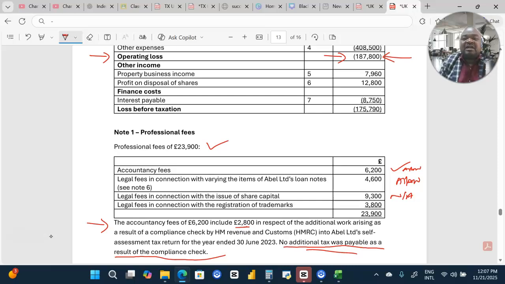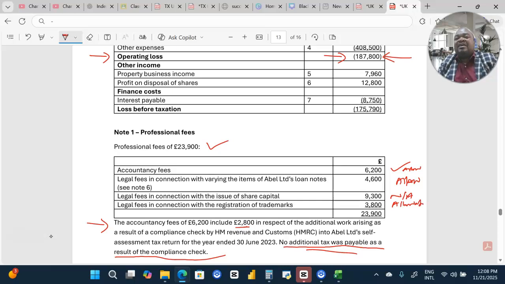Okay? Not allowable. Right? So if this was deducted when it wasn't supposed to be deducted for tax purposes, you add back. Is that clear? Good. We need to add back. Legal fees in connection with the registration of trademarks, these ones are allowable.